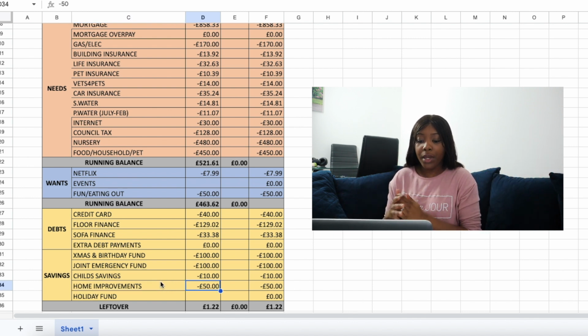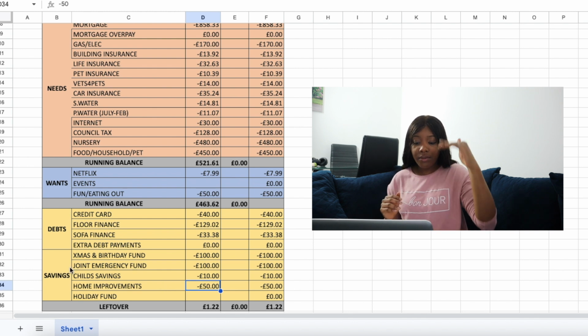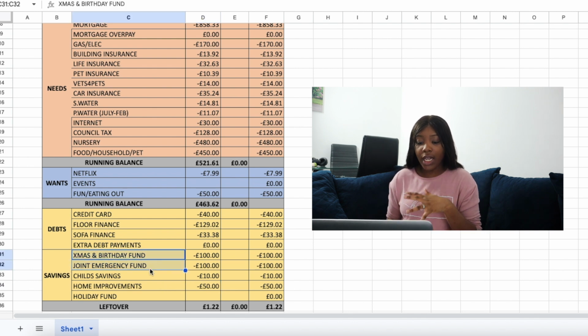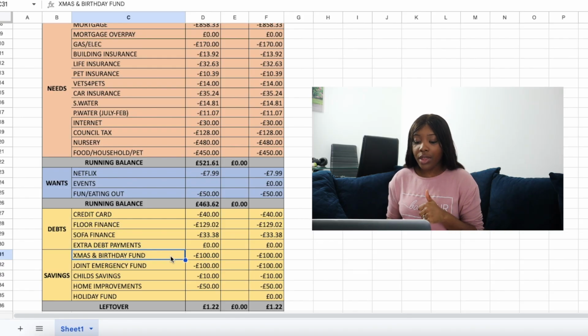improve their home. So I think for me, the sinking funds definitely make sense, especially the Christmas and birthday funds, because sometimes I think we forget that Christmas comes around every single year and our birthdays come around every single year. So I like that they're preparing for this.